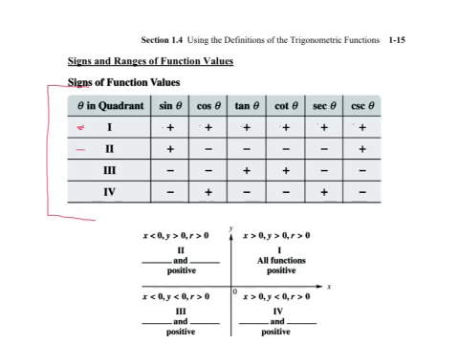If we look in quadrant 2, my only positive values are sine and cosecant. The rest of them are negative. In quadrant 3, my only positives are tangent and cotangent, and the rest of my values are negative. And in quadrant 4, my only positive values are cosine and secant, and the rest of them are negative values.